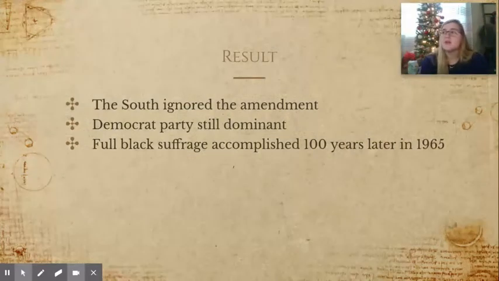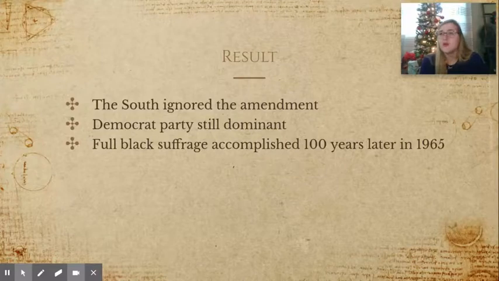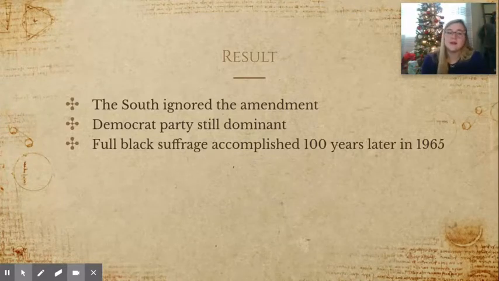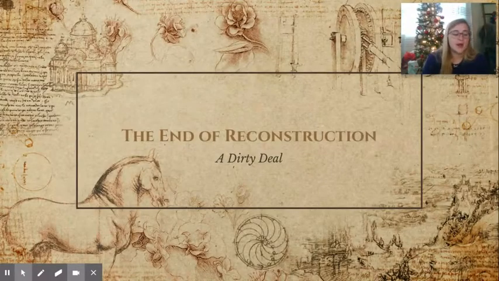The Democratic Party will still reign dominant. You get a few African American congressmen that are elected to federal Congress, but that dies out. And then full black suffrage won't be accomplished until the civil rights movement of the 1960s, with great leaders like Martin Luther King Jr.